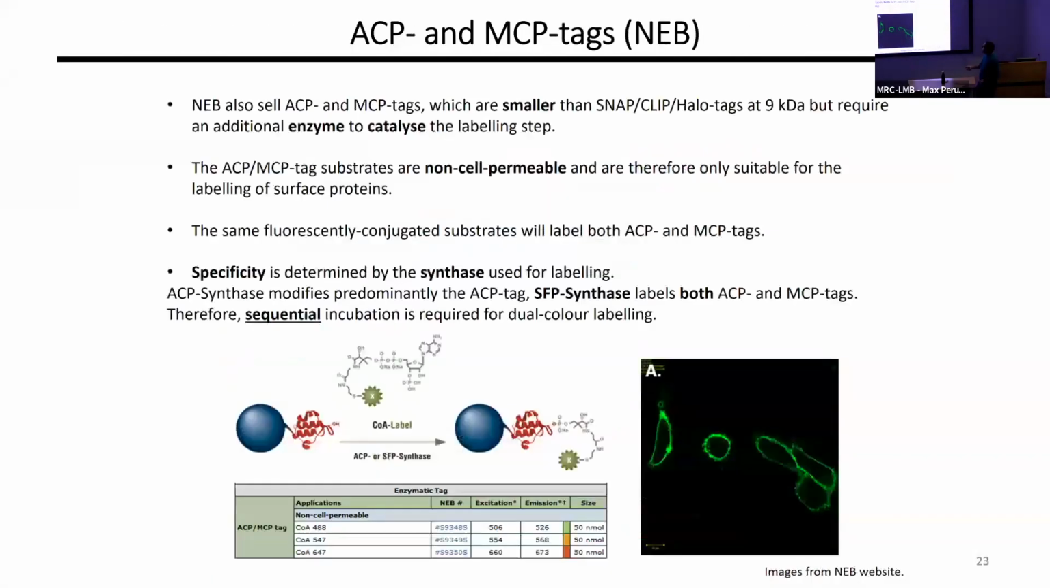Okay, so ACP and MCP tags are basically what I explained before. These are tags that you also have for fluorophore binding, but in this case, you need the ACP or SFP synthase to catalyze this binding reaction.